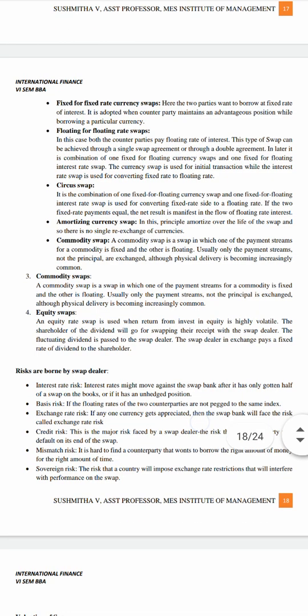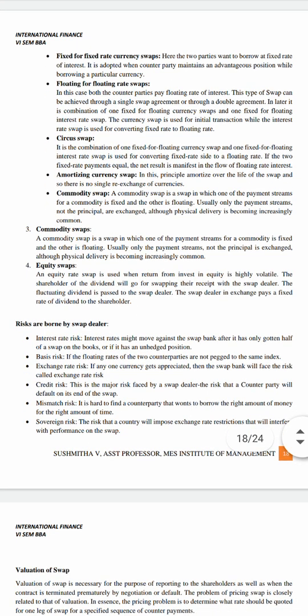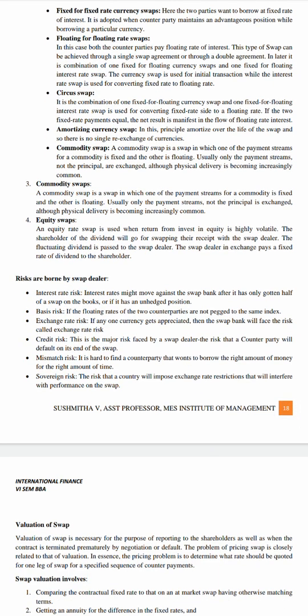Next, amortizing swap. Usually the entire principal amount gets amortized, so that is called an amortizing swap. Commodity swap is where one payment stream of the commodity is fixed and the other is floating, so that is called a commodity swap. Next you have equity swaps. Equity swap is when the return on equity is exchanged with other returns. Usually high value transactions or highly risky transactions are done in the name of equity swaps.